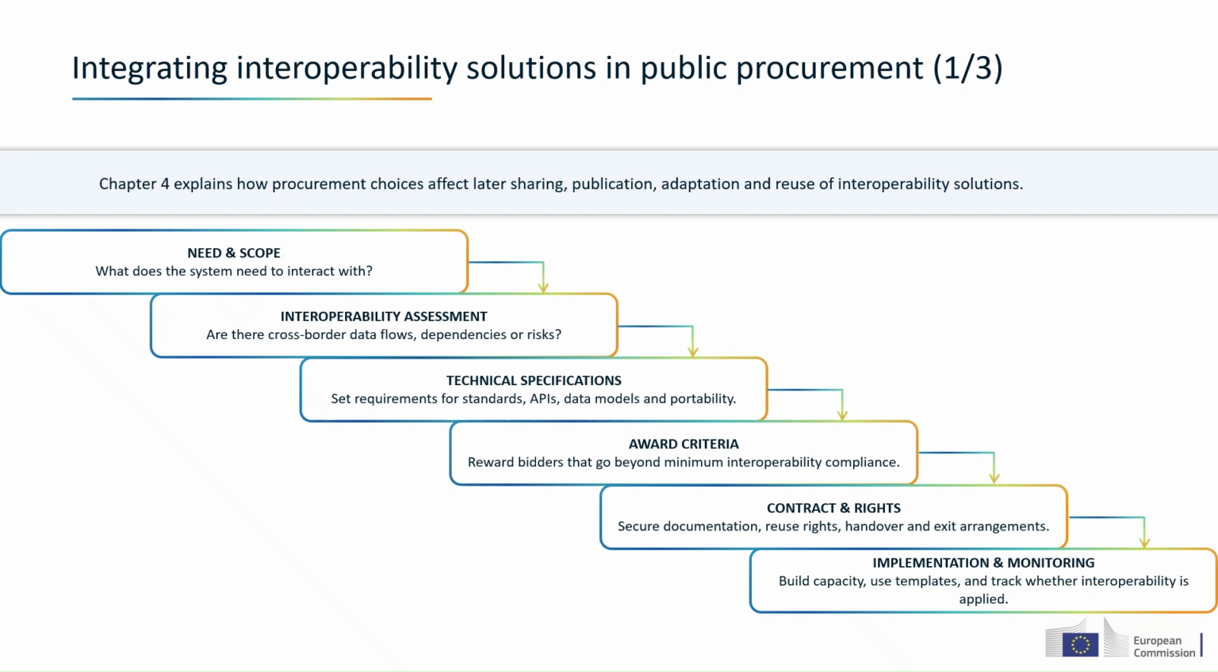Then, award criteria can be used to reward offers that go beyond the minimum. Finally, the contract must secure the practical conditions for reuse: documentation rights, handover, exit support, and monitoring. The core message of the slide is that interoperability is not one isolated requirement. It has to be carried through the whole procurement chain, from planning to implementation.